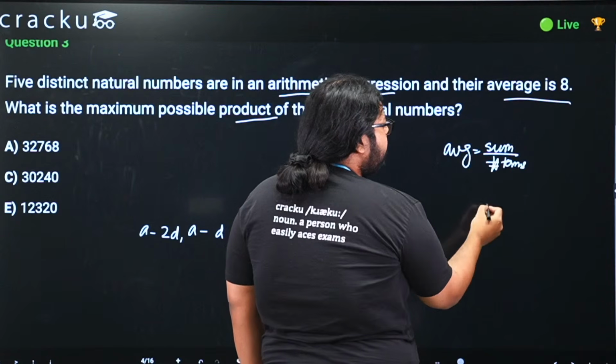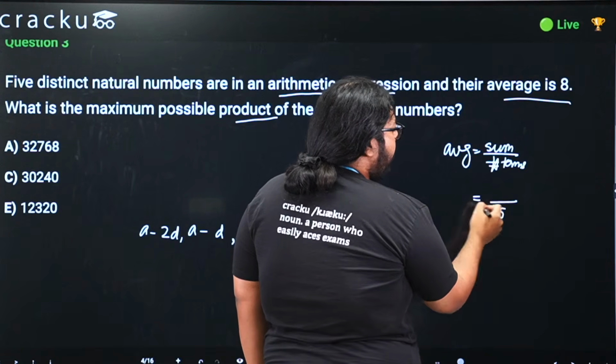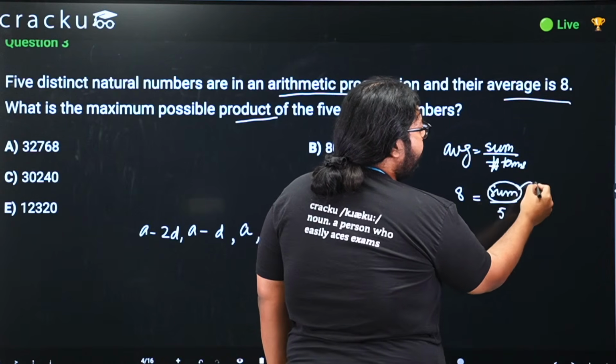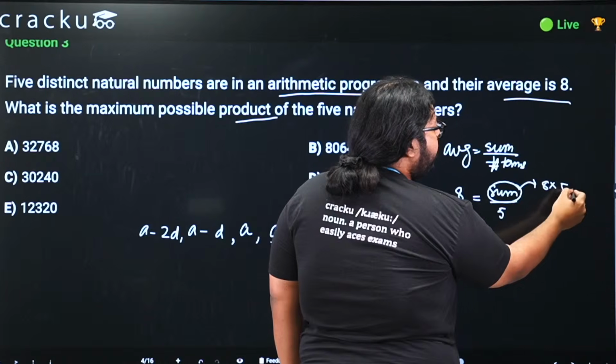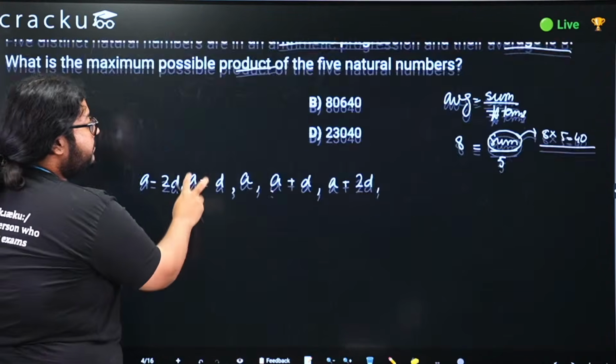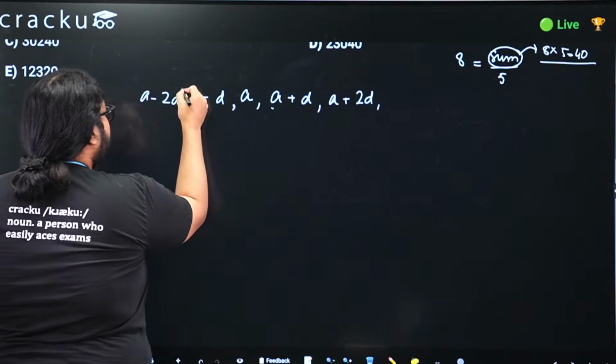Number of terms here is 5. Average is given to be 8. So the sum will basically be 8 times 5, which is 40, right? So if I add up these 5 terms, I should get a 40. Let's do that.